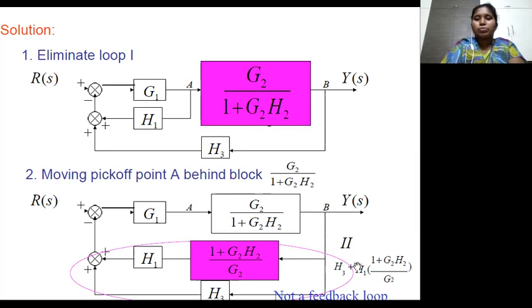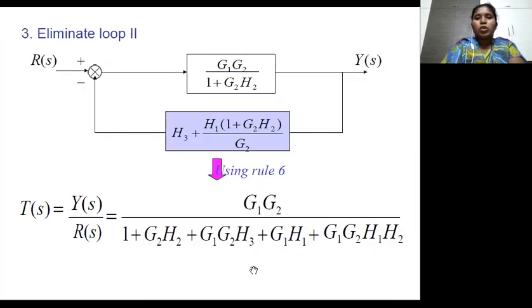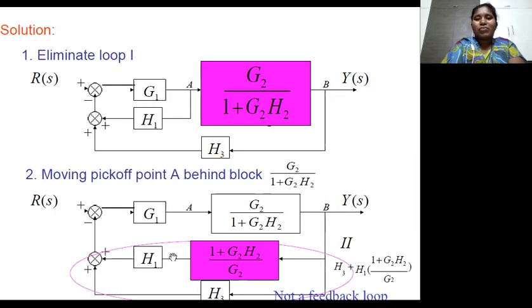Now consider this loop as a feedback loop. This is an overall feedback loop. Then these two are in series connection and that is in parallel with H3. Why? Because here the input to these two blocks is the same, that is the Y of S only. This is also Y of S and this is also Y of S. So you can consider the overall arrangement which is obtained by series connection of H1 and 1 plus G2 H2 divided by G2, in parallel with H3.